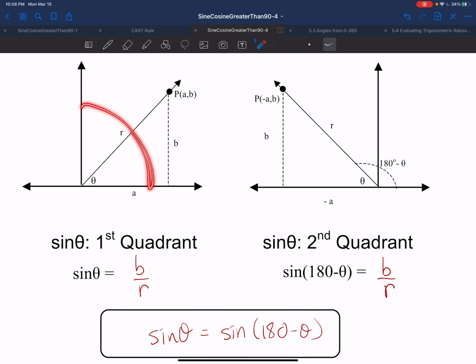So you could put any angle you want in there as long as theta is in the first quadrant, so anything between 0 and 90. So if I put 89 here and 89 there, I would get the same ratio. If I put 80 here and 80 here, it's like saying the sine of 80 would be equal to the sine of 100. You type it in your calculator, you see that that's true. Okay, so sine is positive in both the first quadrant and the second quadrant.